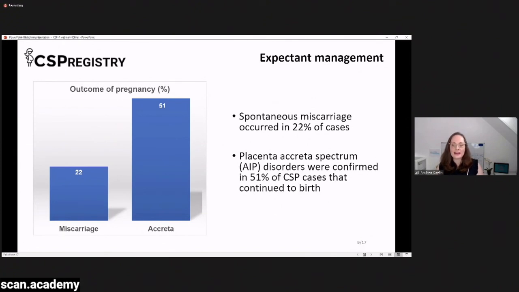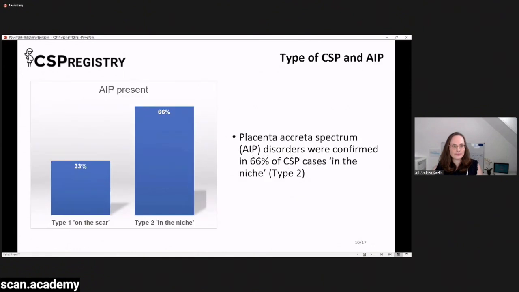That means women that had a scar pregnancy with a positive heartbeat. When they were followed up, about 1 in every 5 women had a spontaneous miscarriage. And of those that continued to birth, every second one of those women had an AIP in our data. When we look into the 2 types that Professor Hueren described before, we have the type 2 in the niche and the type 1 on the scar. And in our cohort, 2/3 of the patients within the niche pregnancies that continued had an AIP confirmed at birth.